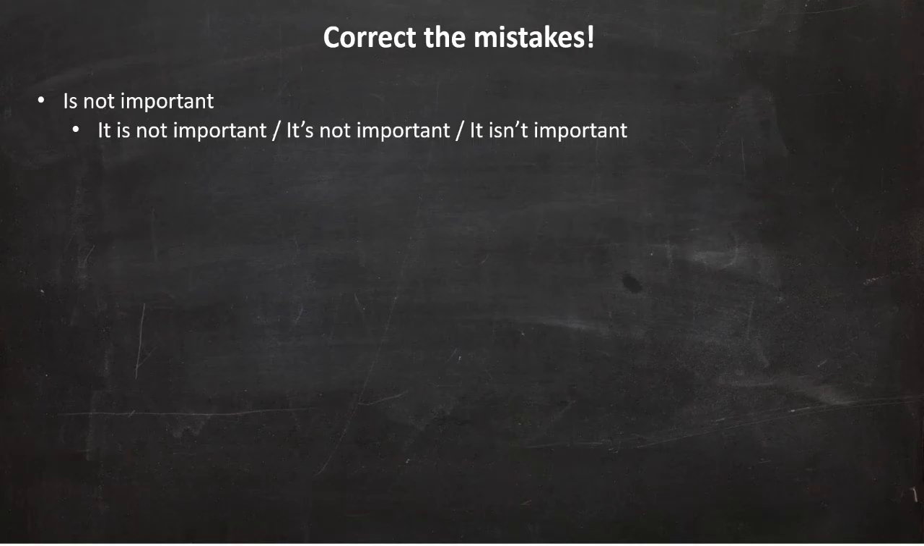So it could be it is not important, or you could contract it is and say it's not important, or if you prefer you can contract is and not and have it isn't important. It doesn't matter which you use. The important thing here is that it has to be it is. You can't just say is on its own.